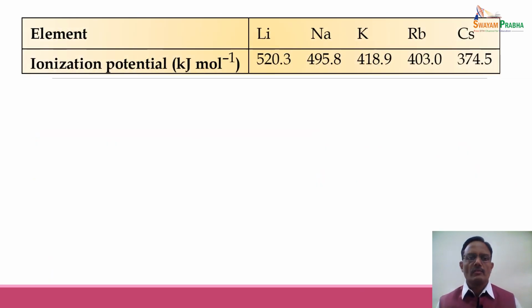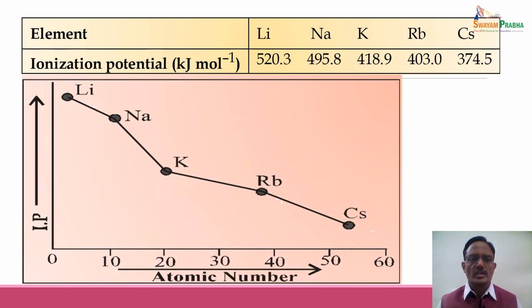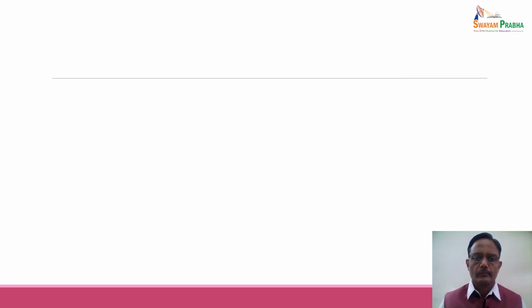If we see this, the values of ionization potentials or ionization enthalpies in kilojoule per mole for the group 1 elements from lithium to sodium to potassium to rubidium to cesium, we'll find that there is a continuous decrease of ionization potential values from lithium to cesium without any anomaly. So there is no exception at all.